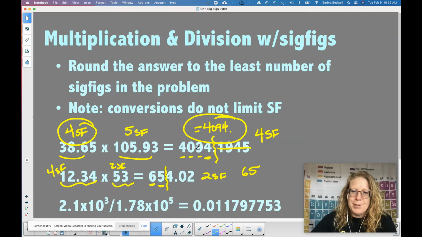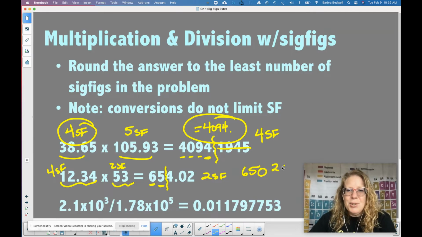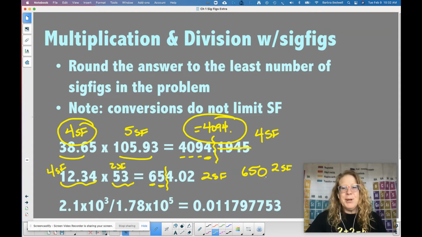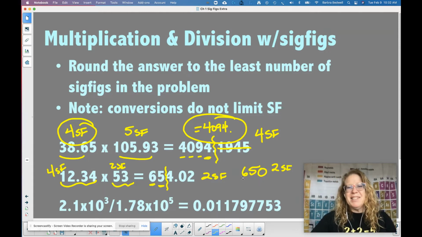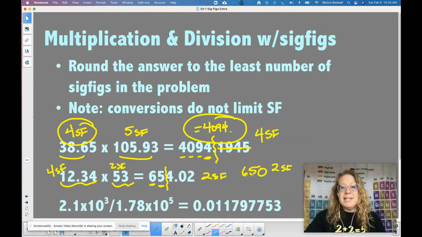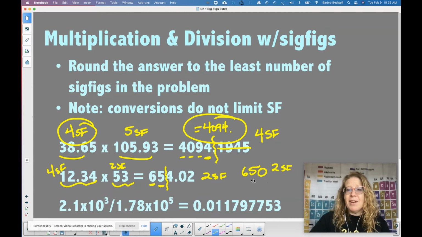This is where placeholders come from. So we put this, that's a placeholder 0, right? 650 only has 2 sig figs because there's no decimal place here. That's a placeholder 0. That's why that's there, so that we now know it's 650. Don't write 650 point, because that makes it 3 sig figs. This is our final answer, 650.